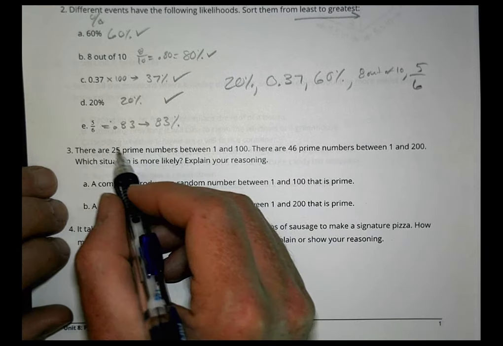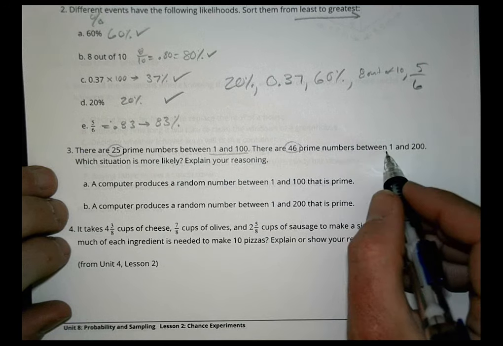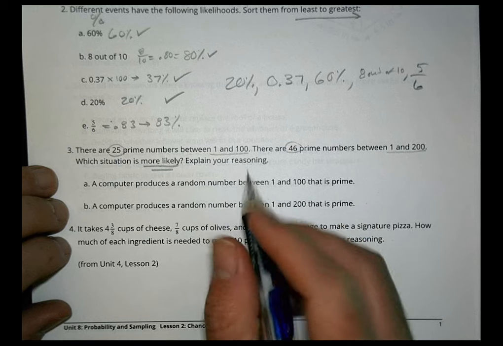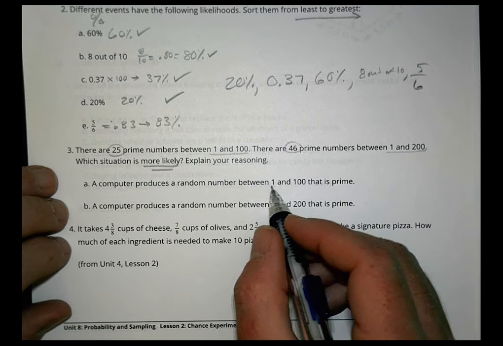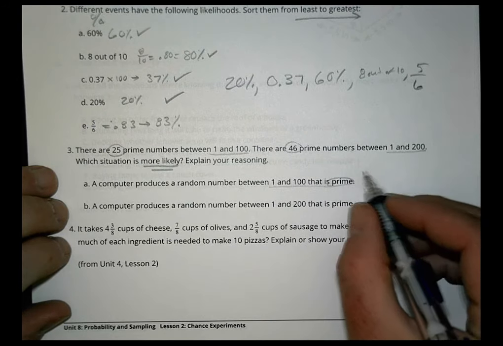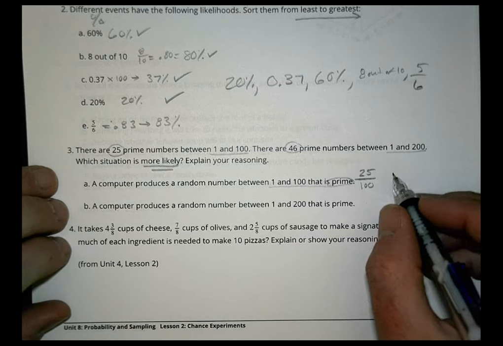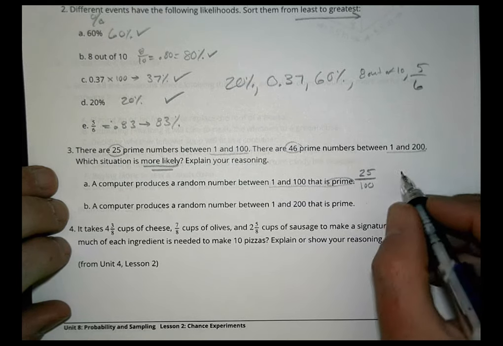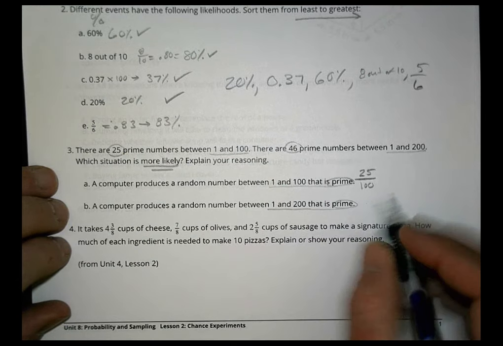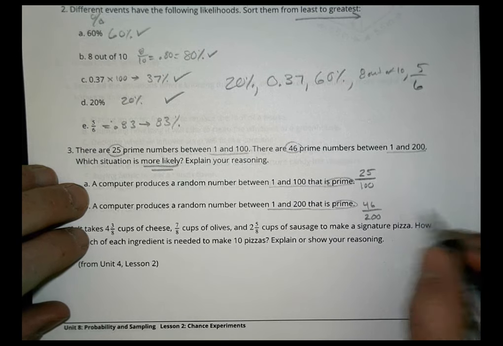Number 3, there are 25 prime numbers between 1 and 100. There are 46 prime numbers between 1 and 200. Which situation is more likely? All right. What's the chance that a computer produces a random number between 1 and 100 that is prime? Well, there were 25 of those out of 100, right? That's about a fourth, isn't it? Okay, so about 1/4. Over here, a prime between 1 and 200, there were 46 out of 200.